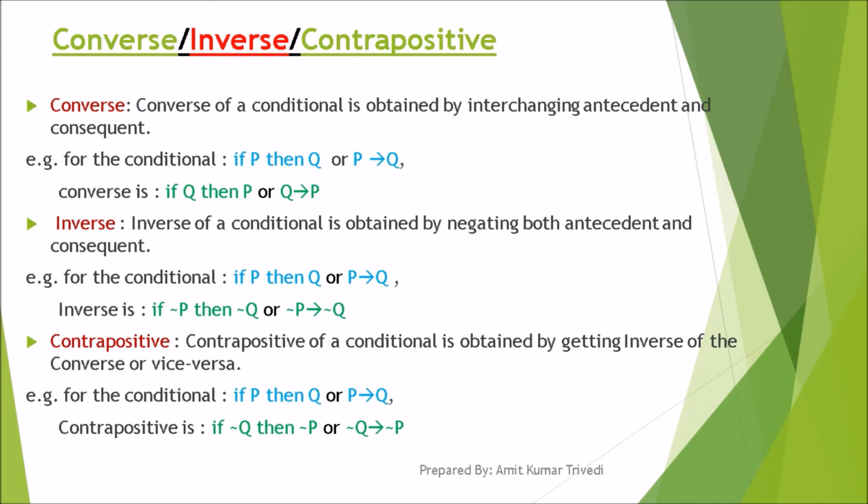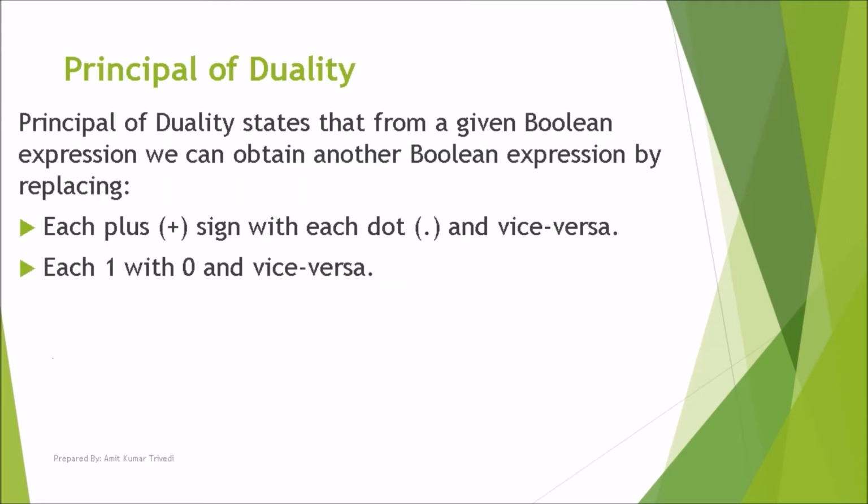So these are three terms: converse, inverse and contrapositive. Now we'll move to the next topic, the principle of duality. The principle of duality states that from a given Boolean expression we can obtain another Boolean expression by replacing each plus sign with a dot and vice versa, that means each dot with a plus. Similarly, each 1 with 0 and vice versa.